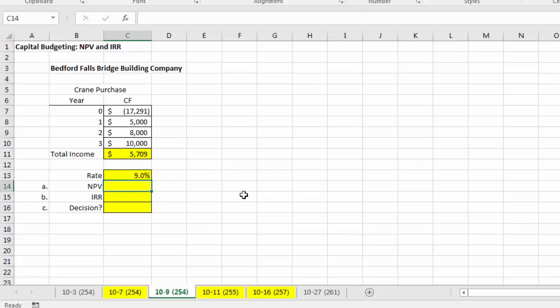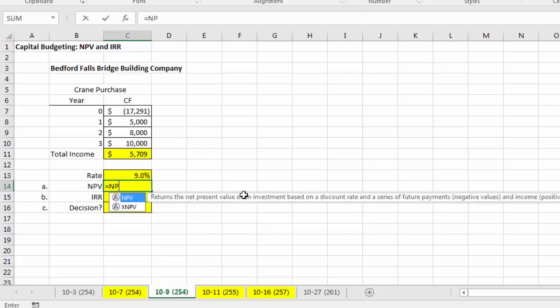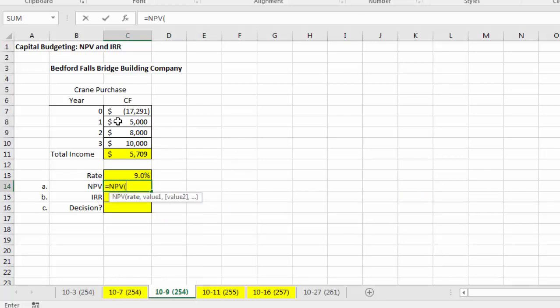Okay, so now let's calculate the net present value. The net present value, you'll remember, is the present value of just the inflows. So NPV, and we start with the rate, which we indicated right there in C13. And then it's the values of the inflows only, so we'll run it C8 through C10. And then we're going to tack on the outflow, which we add because it's a negative number. It's the same as subtracting it.